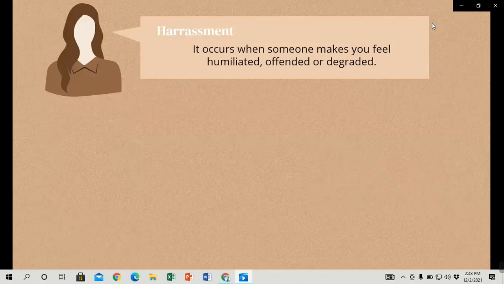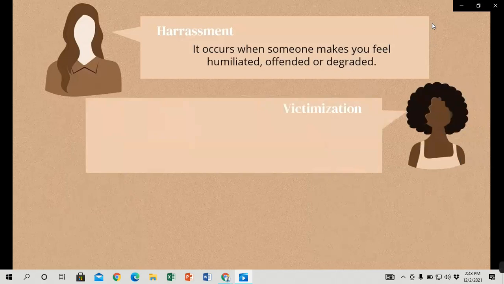So harassment can never be justified. When you feel harassed, that can never be justified by a harasser. For example, if you really feel humiliated, you feel offended by the action or anything that they have said or done to you, that can never be justified because you feel that way. You are suffering because of what they have done.